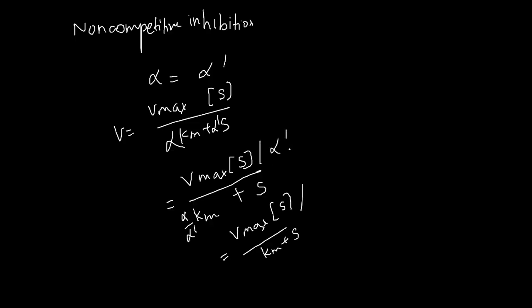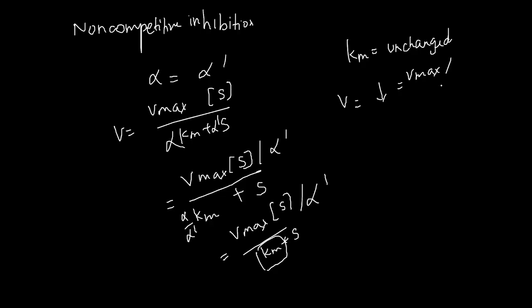And because alpha is equal to alpha prime, you will ultimately get Vmax S divided by Km plus S. So Km is not going to be changed. In the case of non-competitive inhibition, Km is unchanged. However, the reaction velocity is going to be decreased to Vmax by alpha prime when the substrate concentration is high.